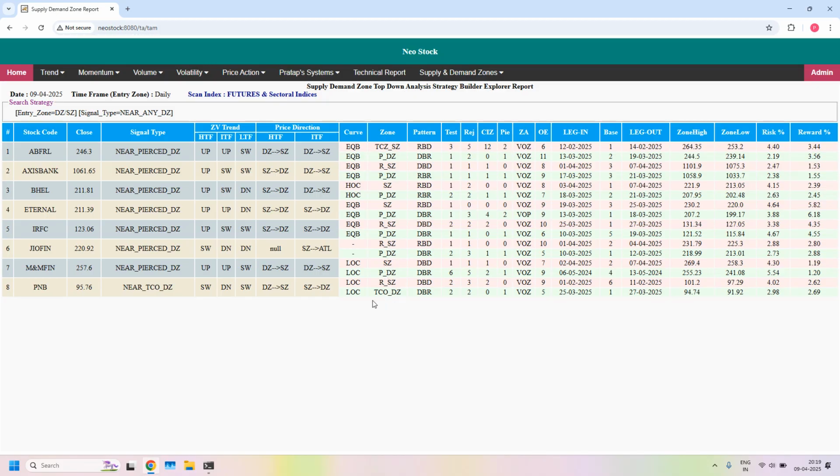Majority are PRs. We don't have any. This is also PRs, low priority. I think almost all are PRs demand zones. We don't have any high liquidity daily demand zone from this list. All are PRs demand zones. Okay, next.